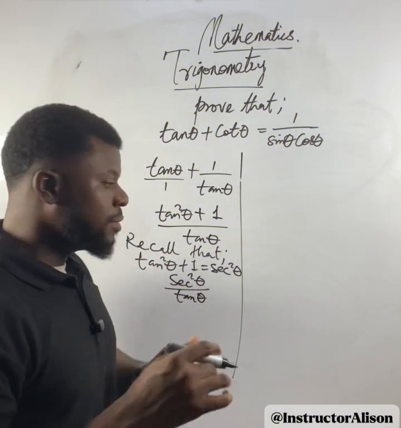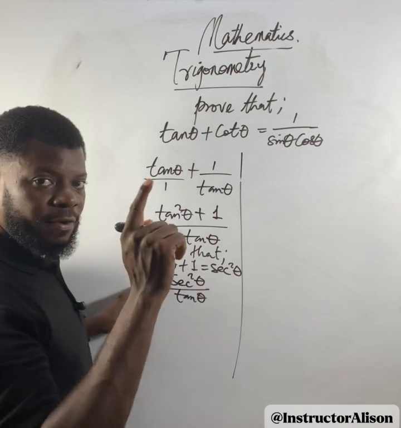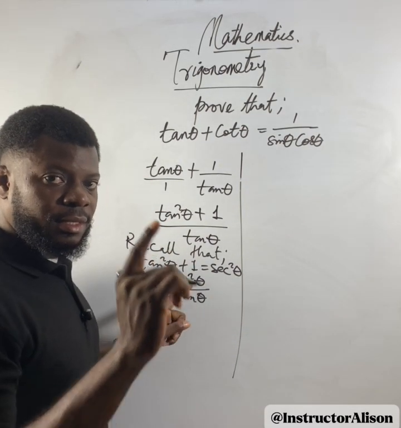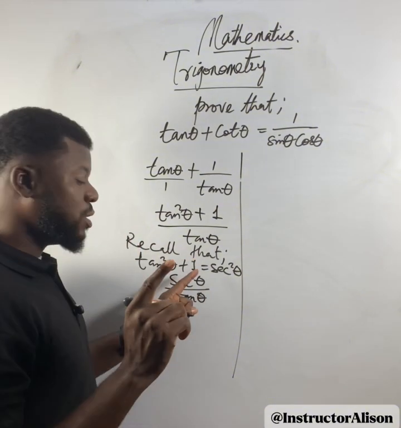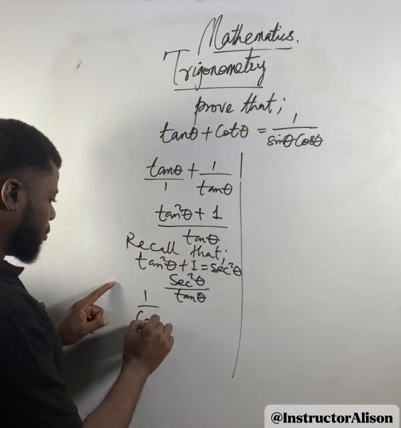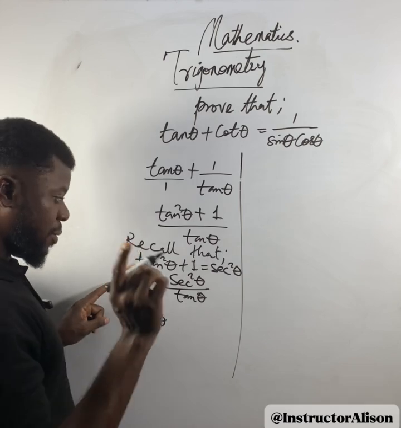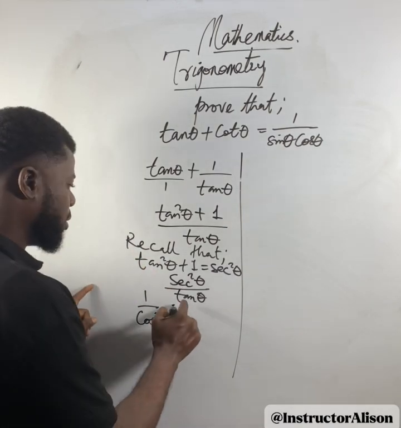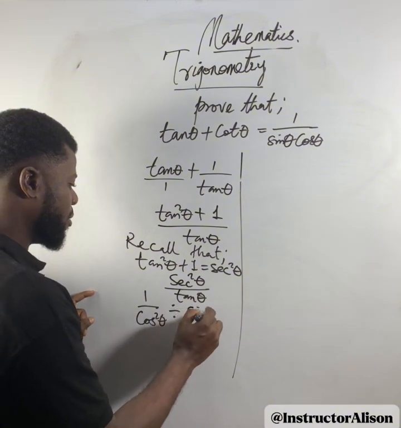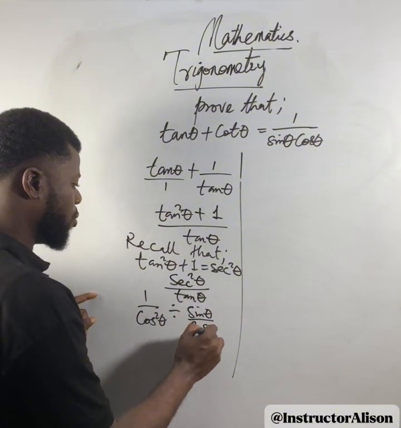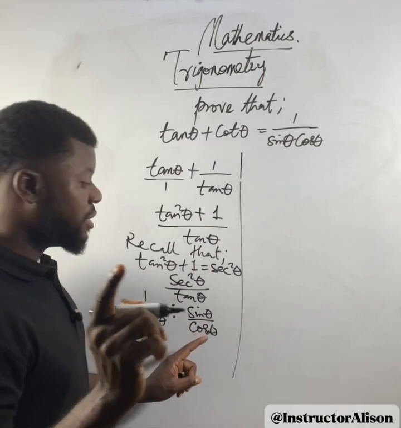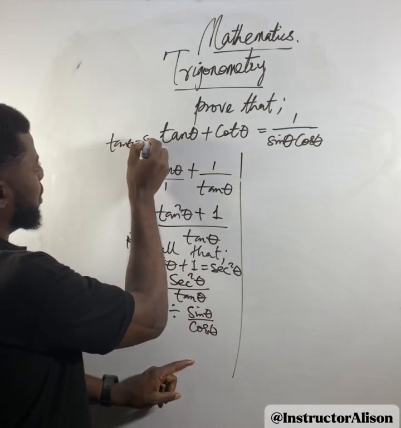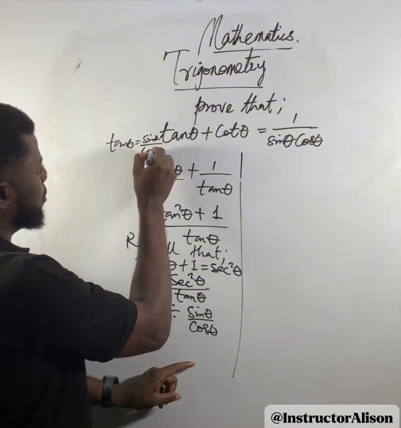Hope you understand. Now remember say sec square theta itself, because sec theta now is 1 over cos theta. So sec square theta will be 1 over cos square theta. Remember that one, divided by tan theta. And you know say tan theta now the same thing as sin theta over cos theta. Very simple. Remember say tan theta now is sin theta over cos theta.